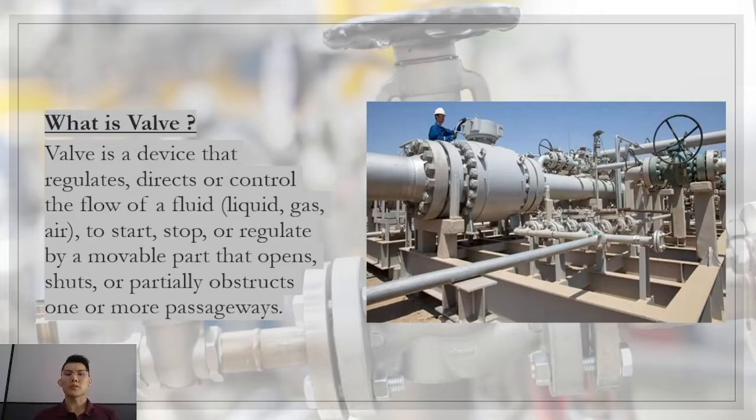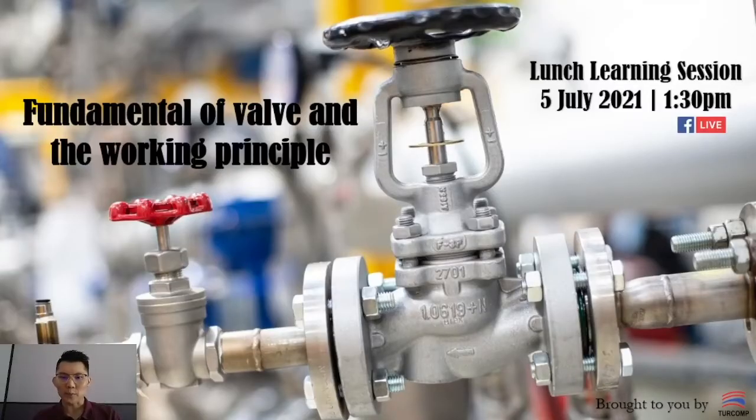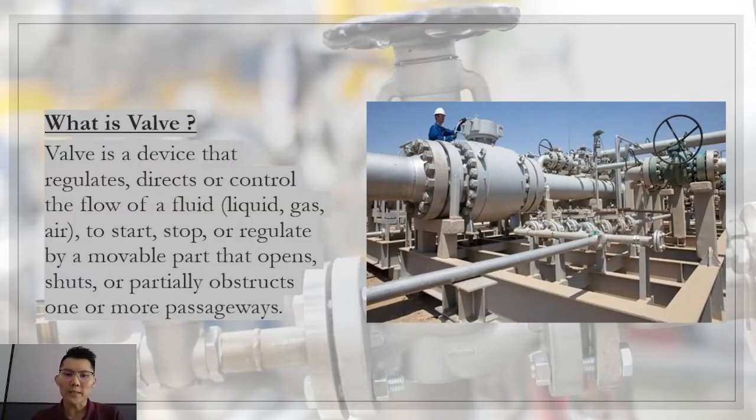First of all, when we talk about a valve, you can see it here on the very nice poster. This is a valve with a red color hand wheel and also a black color hand wheel. And for your understanding, what is actually a valve? From the most basic definition, a valve is a device that regulates, directs, or controls the flow of fluid.